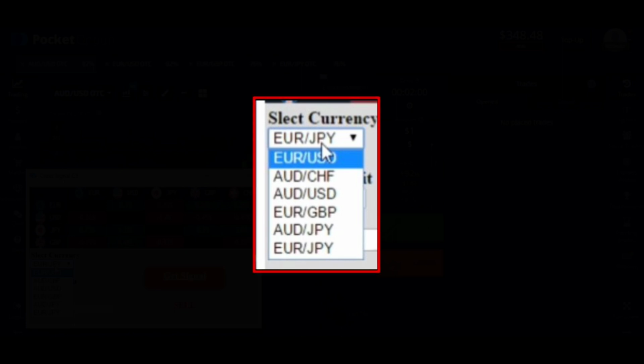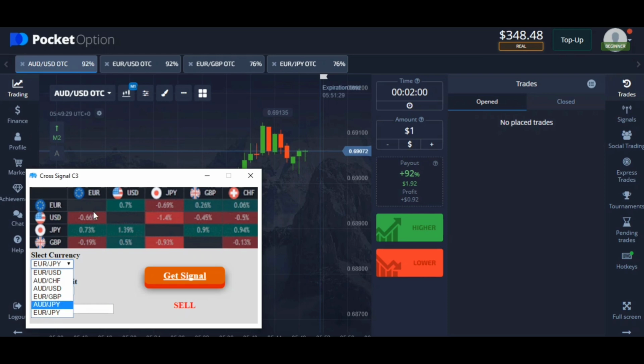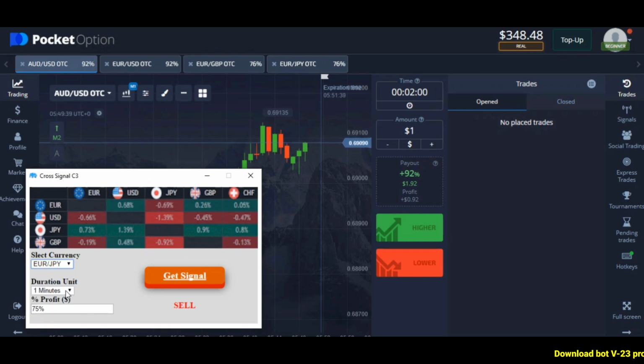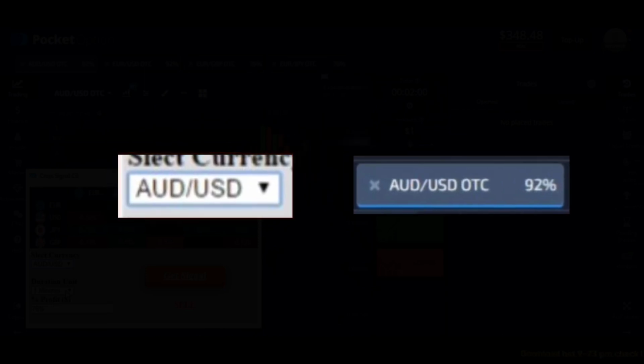This is the cross signal C3 bot market that you can choose and use in this trading. The Pocket Option market I chose in this trade. Make sure the market you choose is available on the cross signal C3 bot, then you match it with the Pocket Option market you choose.